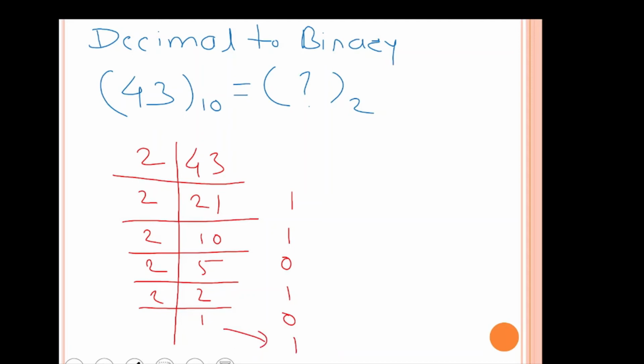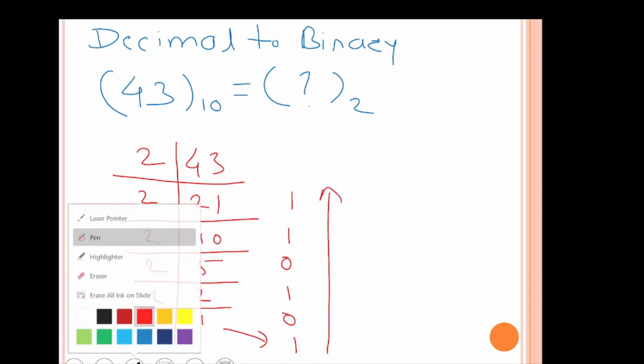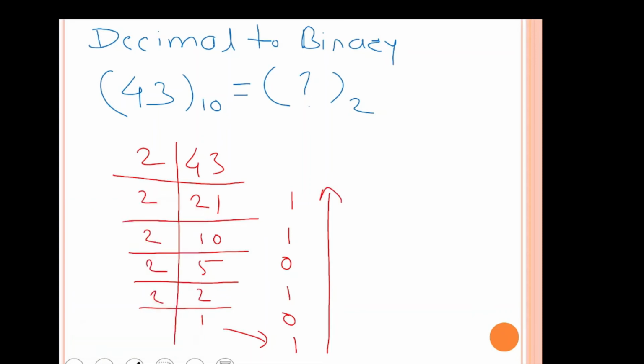Then you have to note down these numbers in the reverse order, from bottom to top, and then you will get your equivalent binary number. So for 43 the equivalent binary number is 101011. This is the equivalent binary number for the given decimal number 43.